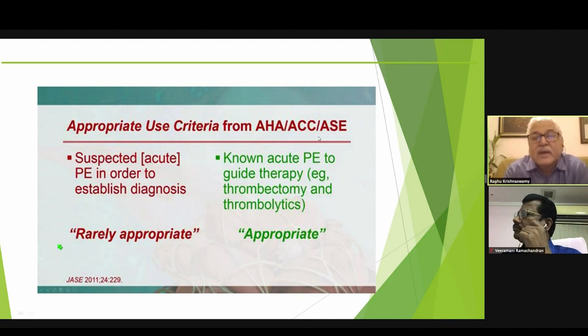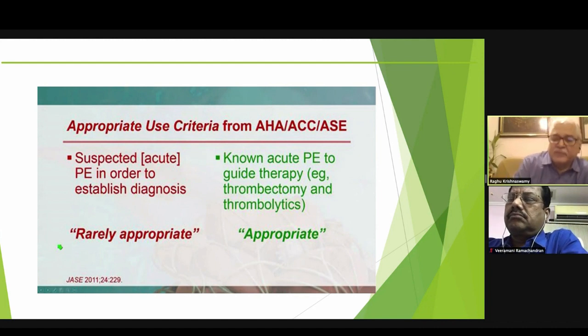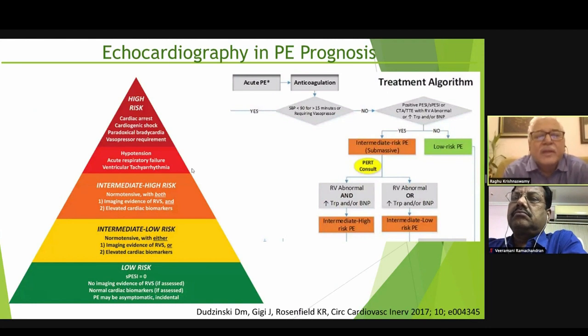But of course, the ACC guidelines have taken into account the fact, like I mentioned earlier, that the sensitivity of echo is very poor, and they have to justify the use of any investigation depending upon the yield it gives in the diagnosis. They have mentioned it as very appropriate what they label appropriate is when you have a known acute PE to guide therapy, for example for thrombectomy and thrombolytics. Now, this chart shows, and I'll try to explain, where exactly echo becomes very useful.